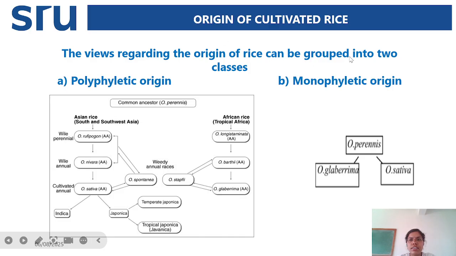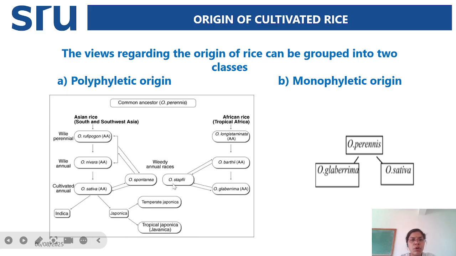Generally, the origin of rice is classified into two classes: the first is polyphyletic origin, and the second is monophyletic origin. First, coming to polyphyletic origin. In rice, we have two cultivated rice varieties: the first is Asian rice, and the second is African rice. Asian rice is called Oryza sativa, whereas African rice is called Oryza glaberrima. The origin of Asian rice is South and Southwest Asia, whereas for African rice it is tropical Africa.